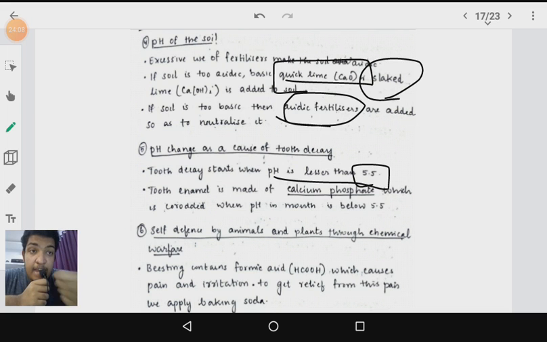Next is the self-defense by animals and plants through chemical warfare. So in the case of ant sting or bee sting, we know that it consists of formic acid, which is HCOOH. That is the formula for formic acid. So these acids which are present in different animals as well as plants can cause pain and irritation to other animals like humans. So to avoid the effect of such acids, we have to apply baking soda, or even we can apply mild soaps, to reduce the pain and irritation.